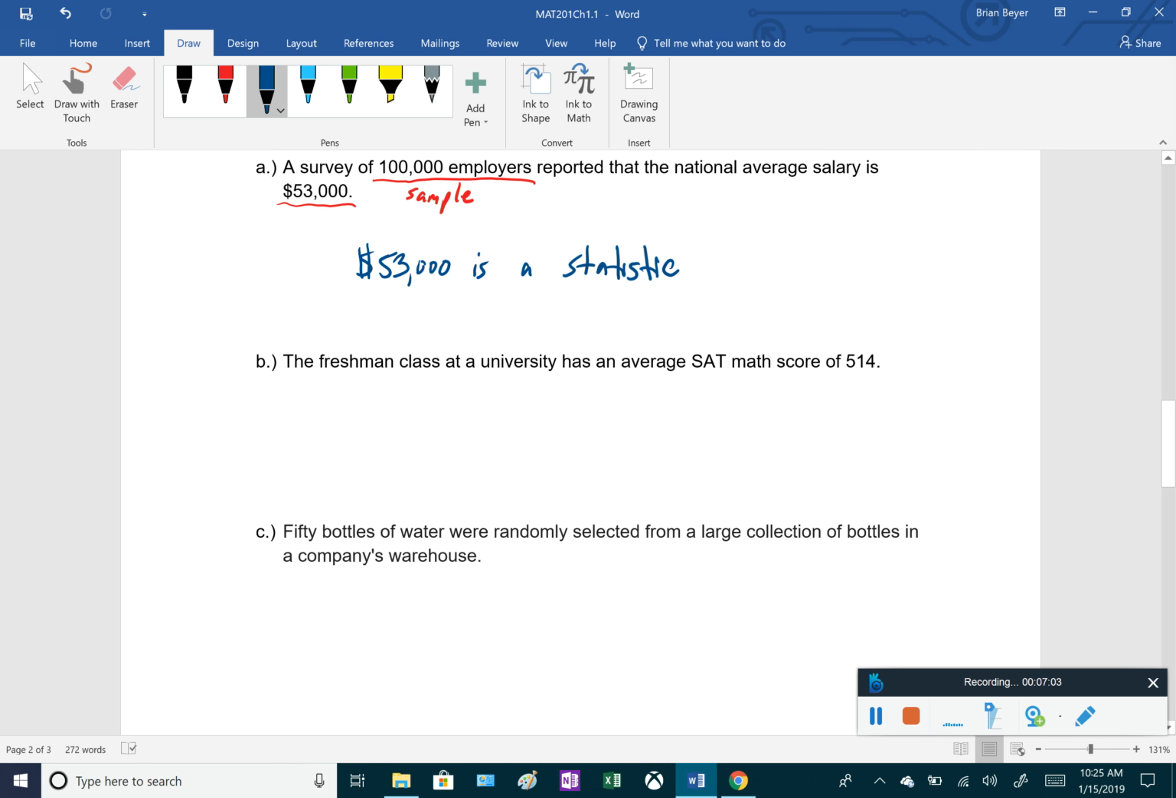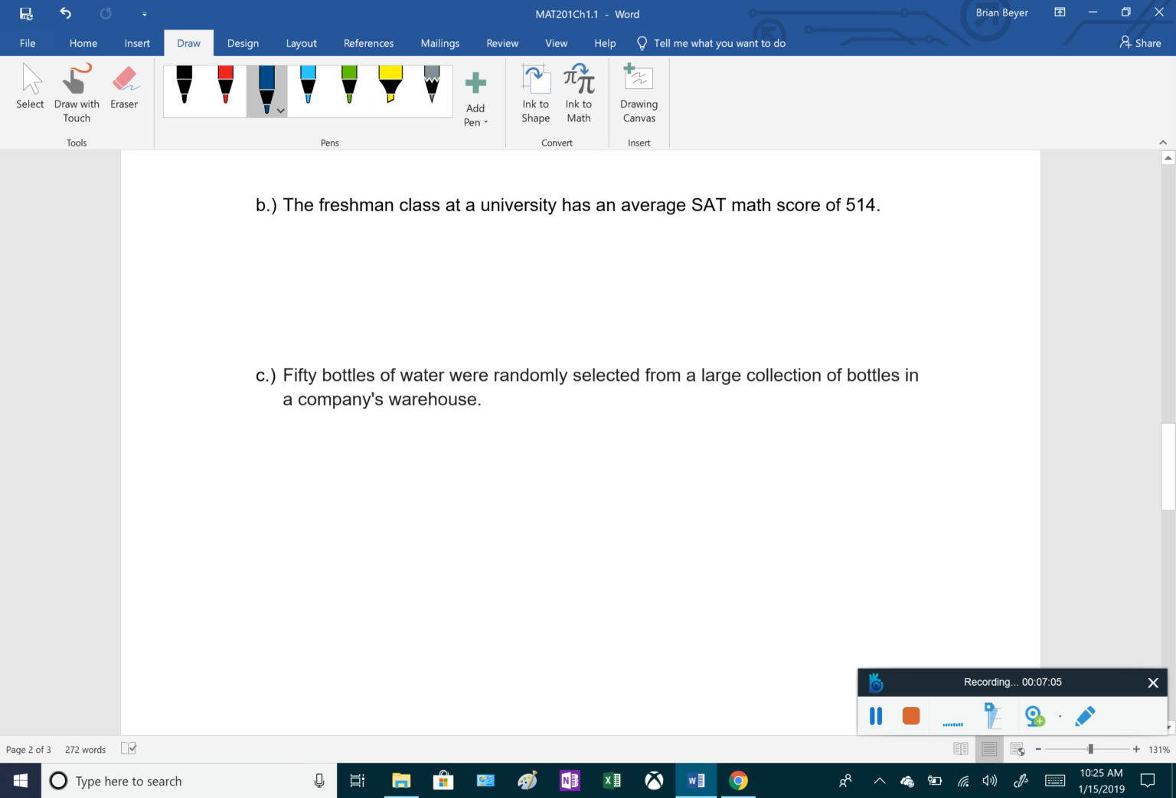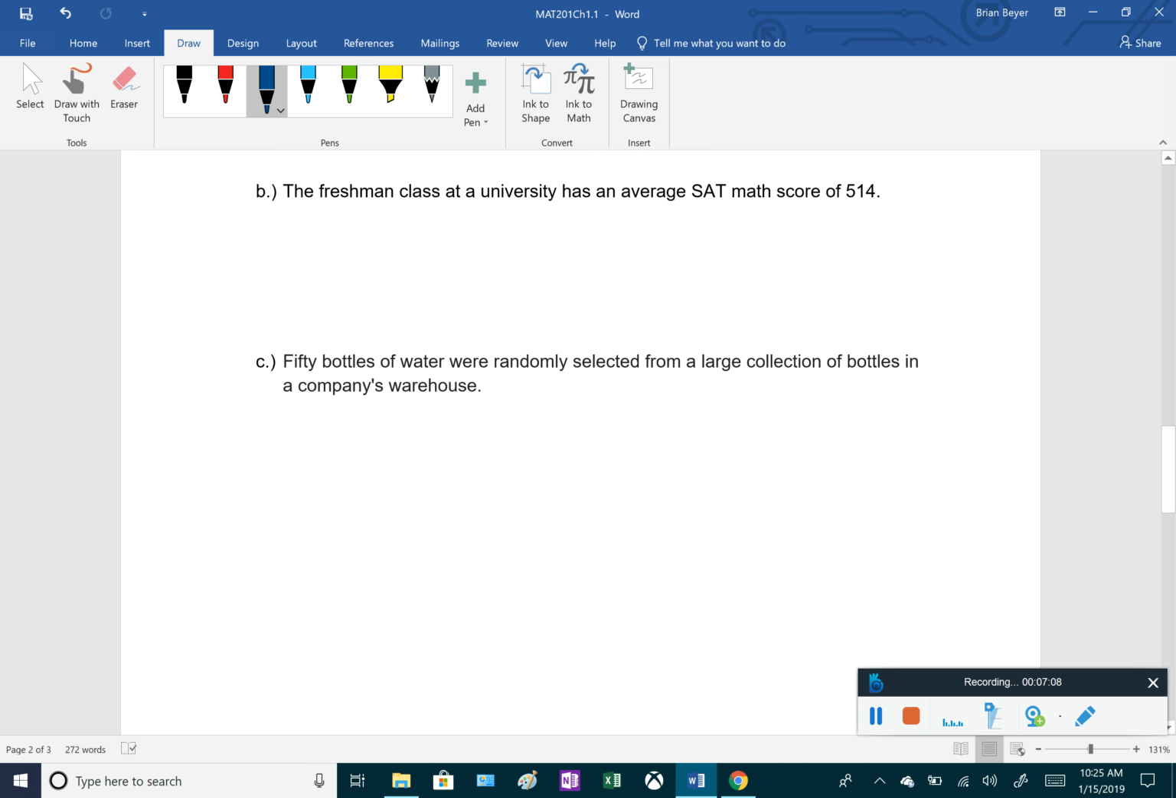Okay, and then for the next one, we have the freshman class at a university has an average SAT math score of 514. So the number that we are looking at here is the 514. So this is referring back to the freshman class. So this is where it gets a little bit tricky. We have to determine whether or not the freshman class here is a sample or a population. So this is the entire freshman class. This is going to actually be a population. This is all outcomes of interest here.